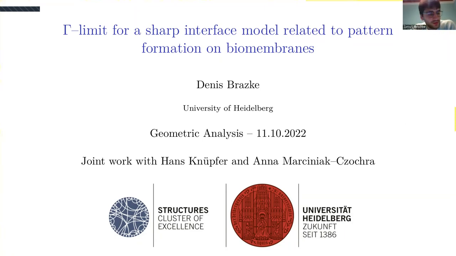Thank you very much for the invitation, and I'm very happy to be allowed to speak here. As Armin announced, I will talk about the gamma limit for a sharp interface model. This is joint work with Hans Knüpfer and Anna Marciniak-Czochra, and it is part of my PhD thesis.